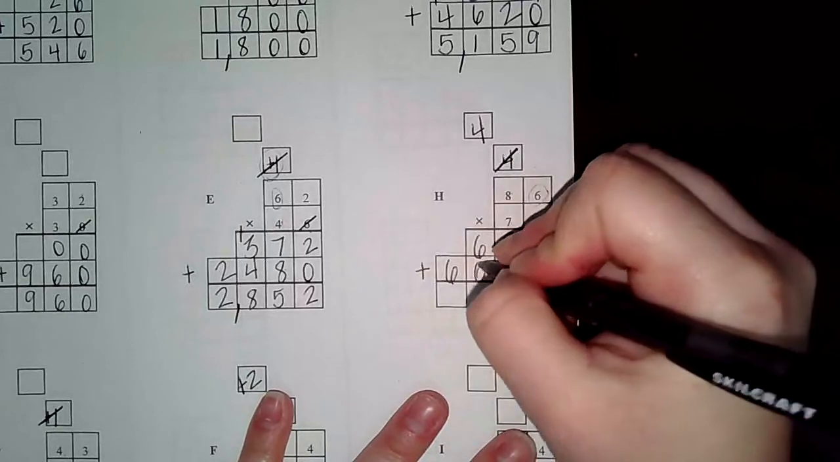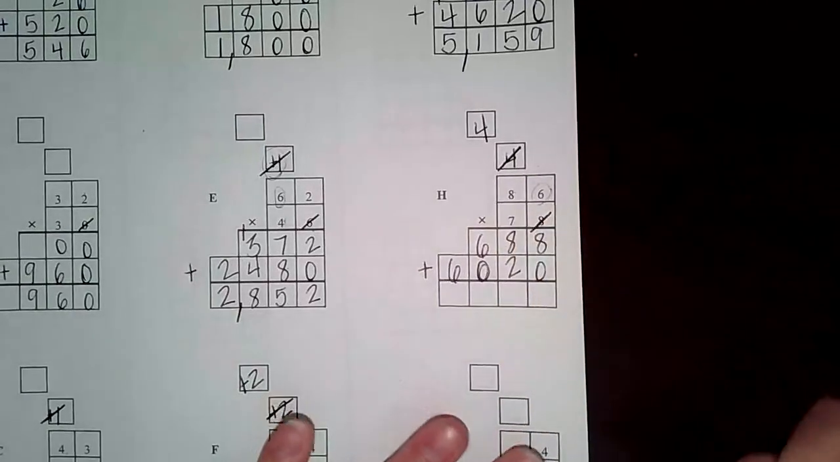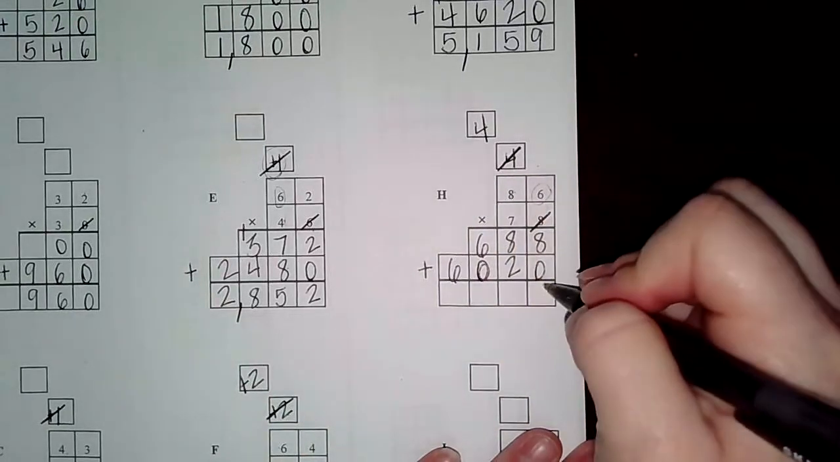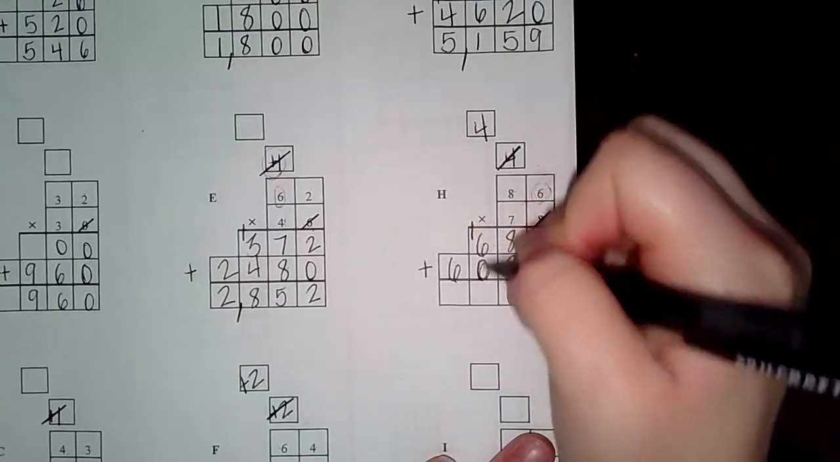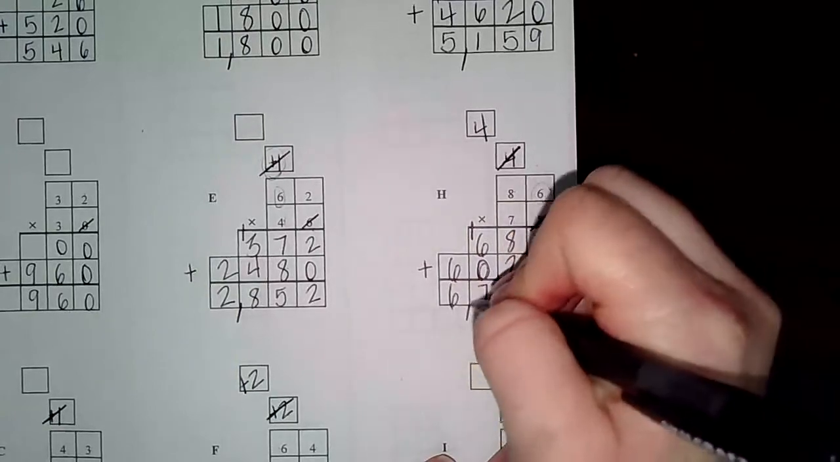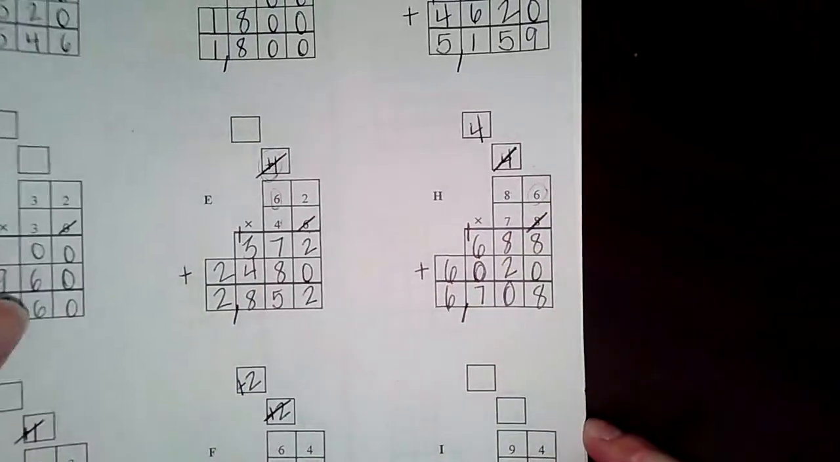Then add, add, add. Make sure it looks like a 0. Got to be careful about my handwriting. 8 plus 0 is 8. 8 plus 2 is 10. Regroup. That makes 7 and 6. Okay, one more that we're going to do together.